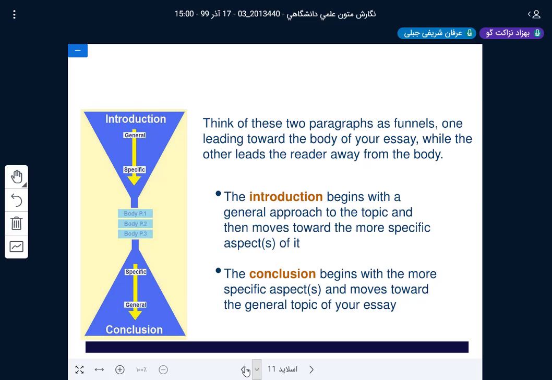Think of these two paragraphs as funnels, one leading toward the body of your essay, while the other leads the reader away from the body. The introduction begins with a general approach to the topic and then moves toward the more specific aspects of it. The conclusion begins with the more specific aspects and moves toward the general topic of your essay.